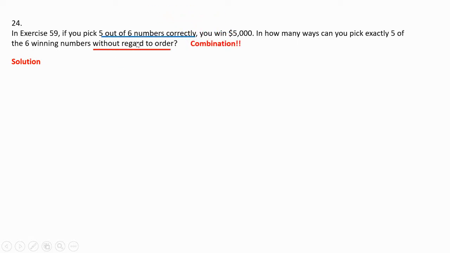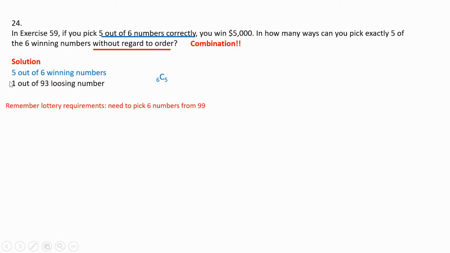So you're going to pick 5 out of 6 numbers, right? So 5 out of 6 means 6 combination 5. But remember, guys, the lottery requires that you pick 6 numbers from 59. That was what's missing here, guys. So then I have to choose 1 out of 93, right? Because this must equal 6 and this must equal 99. That was the problem from number 59.